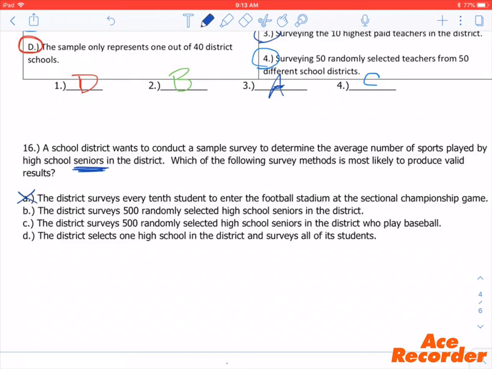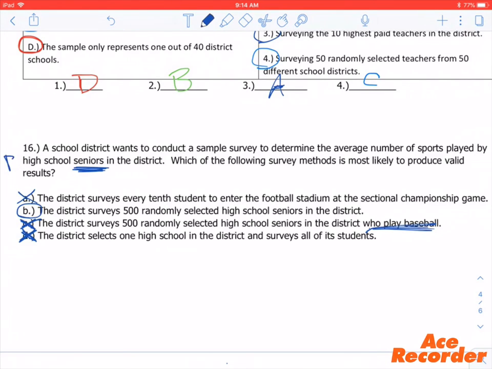The district surveys 500 randomly selected high school seniors in the district. That one seems okay, but let's see what else we have. The district surveys 500 randomly selected high school seniors in the district who play baseball. Well, we're not talking about baseball players only. We got to throw that one out. The district selects one high school in the district and surveys all its students. So again, we don't want to know about one high school. We want to know the whole district. So the final answer would be B.